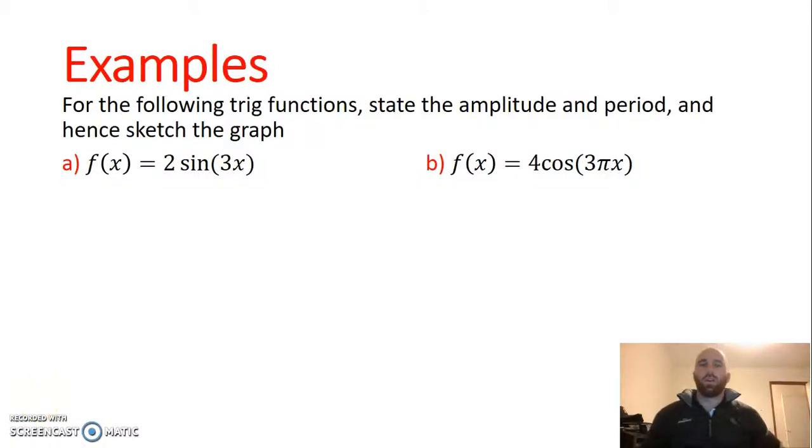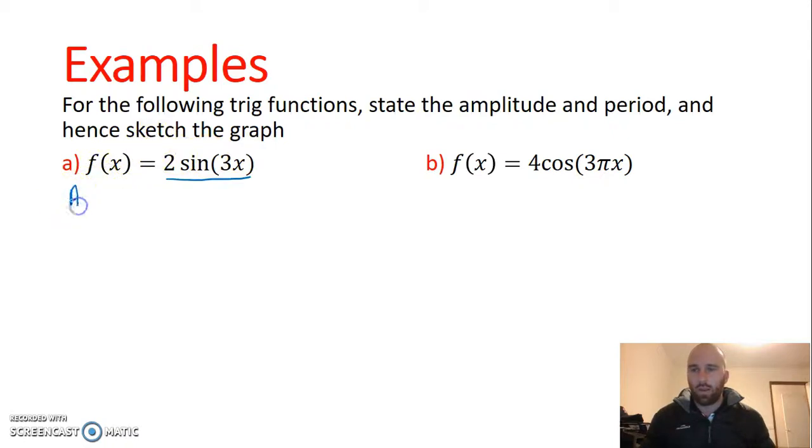Okay, so we've got a couple of examples here. For the following trig function, state the amplitude and period and hence sketch the graph. We get f of x equals 2 sine 3x. So what we want to do is state the amplitude and period. That's the first part of our question.